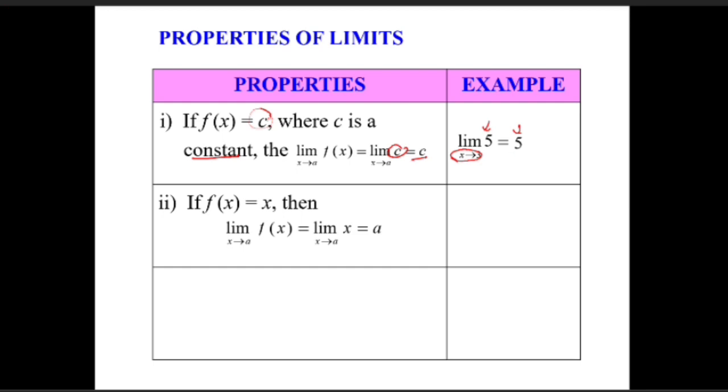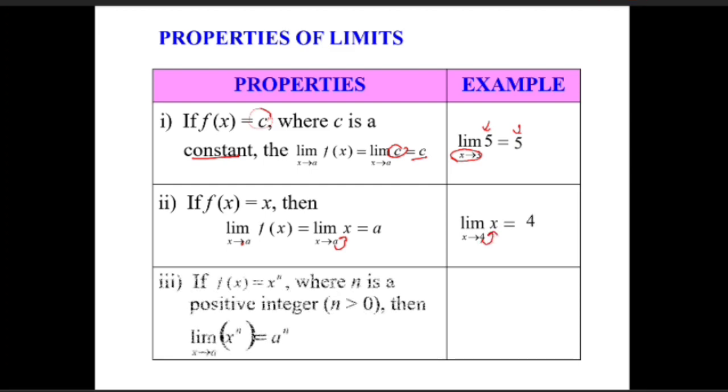Just the constant. But if f(x) is equal to x, then just substitute the value of a into your x. That's why it's a. For example, like this. Substitute 4 into the x, you get the value 4. And if f(x) is equal to x^n, where n is a positive integer, then x^n is the function, and when you substitute it is just a^n. For example here, replacing x with 4 is just 4^3. The answer is 64.